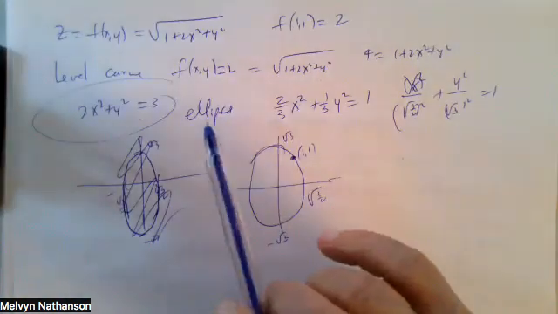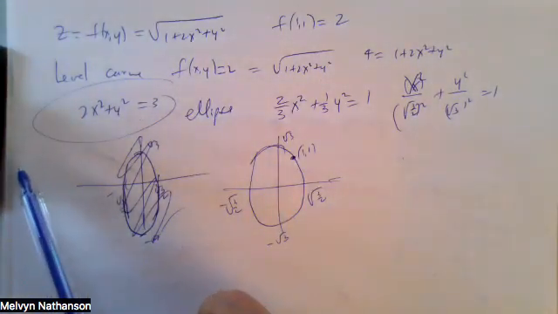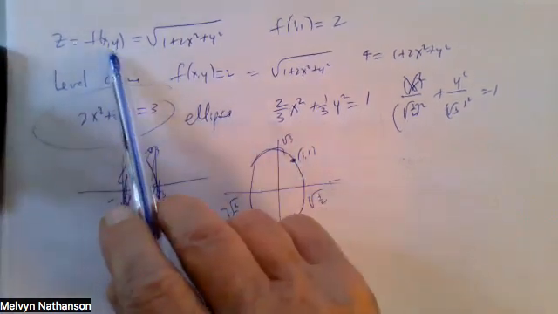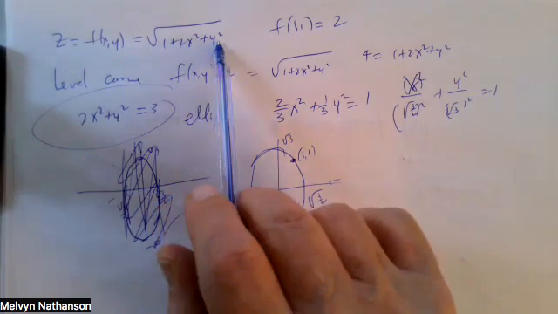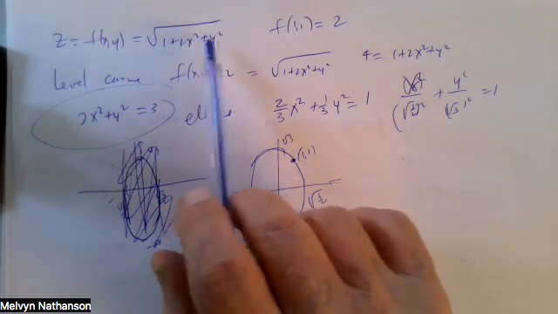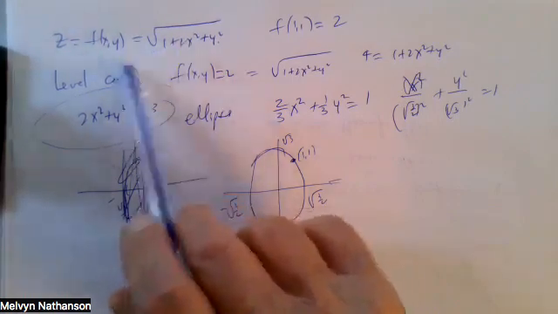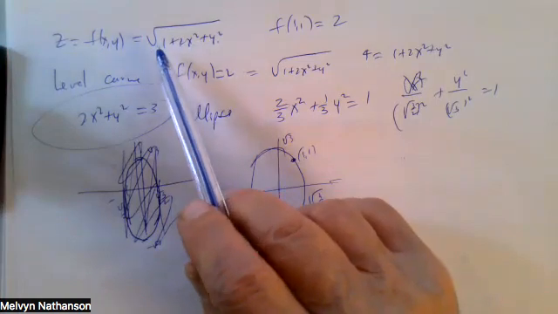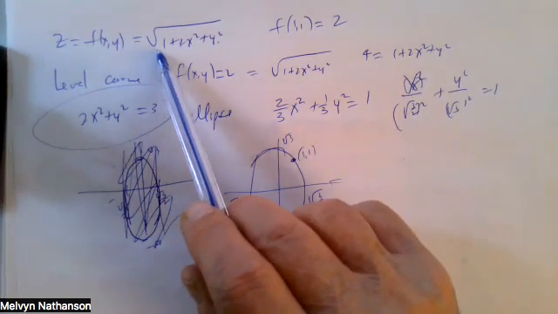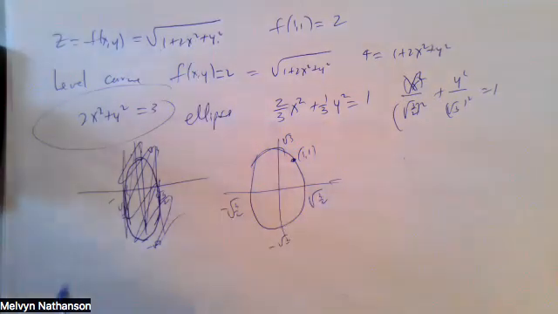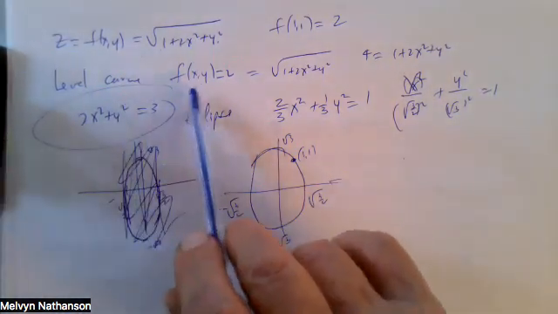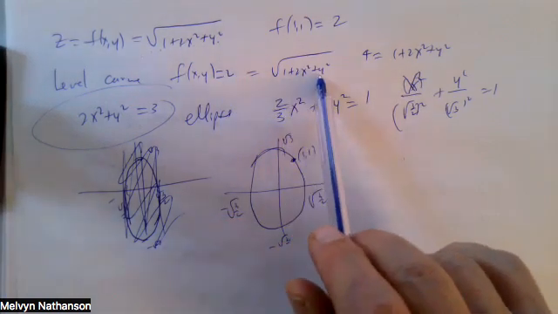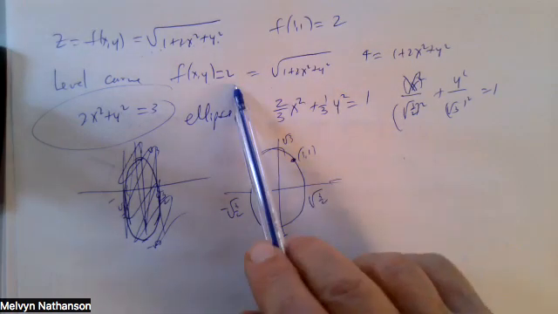Let me just go through that again, because this is all kind of pre-calculus, if you like. You have the function f of x, y is the square root of 1 plus 2x squared plus y squared. If you let x and y equal 1, the value of the function is 2. So if you look at all points x, y for which f of x, y equals 2, that is the definition of a level curve. The level curve f of x, y equals 2 is all points where the square root of 1 plus 2x squared plus y squared equals 2.